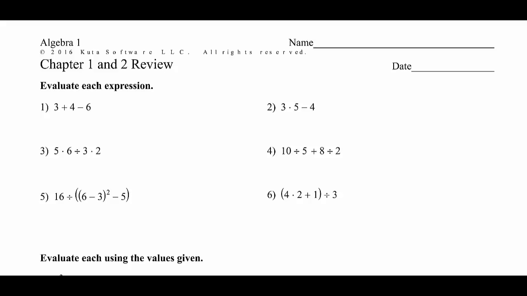So we would want to do the 3 plus 4, which gives us 7, and then drop down the minus 6. 7 minus 6 is 1. And so that would be our answer.